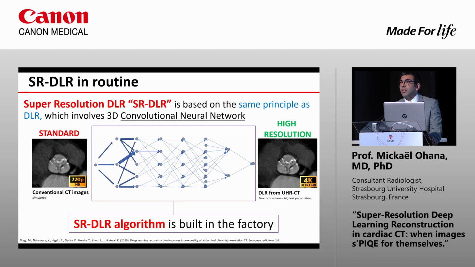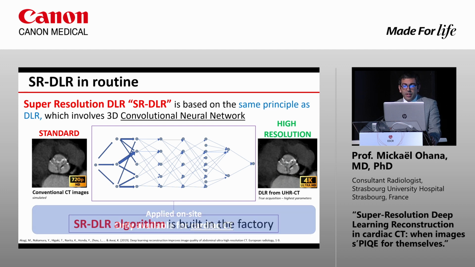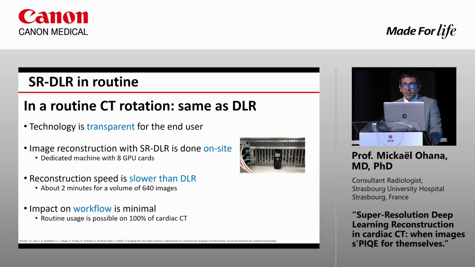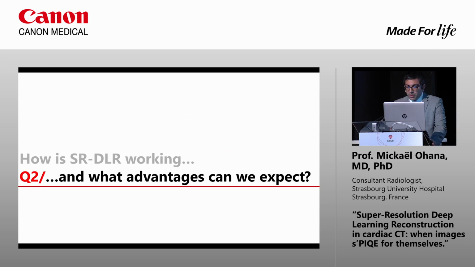You train conventional neural networks in the factory, and then you apply it on site to go from standard to high resolution. This is relatively simple. So in a routine CT rotation, it is working exactly as DLR is currently working. It is relatively transparent for the end user. The reconstruction is done on site with a dedicated machine. The reconstruction speed is a little bit slower than DLR, about 2 minutes for a 640 images volume, and the impact on workflow is minimal.